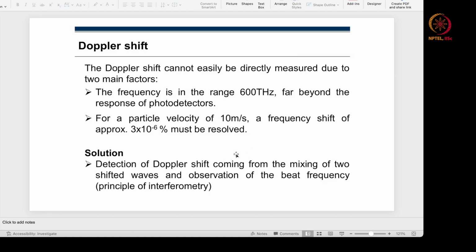The other way of doing this is to detect the Doppler shift which comes from the mixing of two shifted waves.